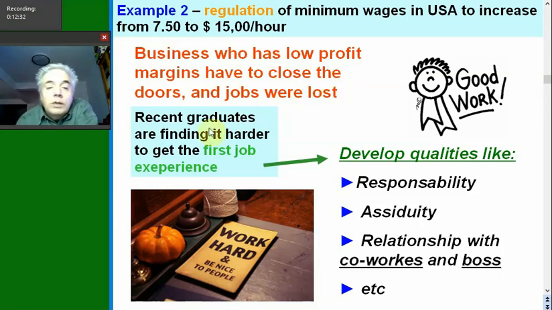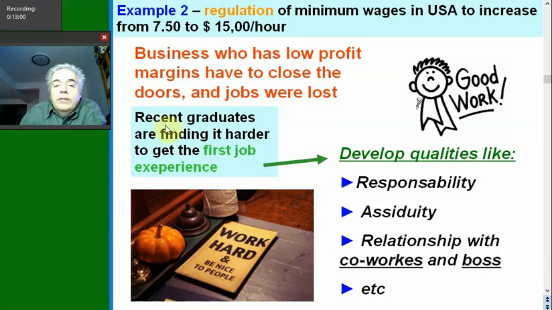So recent graduates are finding it harder to get the first job experience because there's no more opportunity, right? So the government was trying to do a good thing, right, raising people's salary, but now I cannot maintain my shop's doors open because it's not profitable for me anymore. I shut down. So the consequence was less opportunity for people who are new graduates, right?